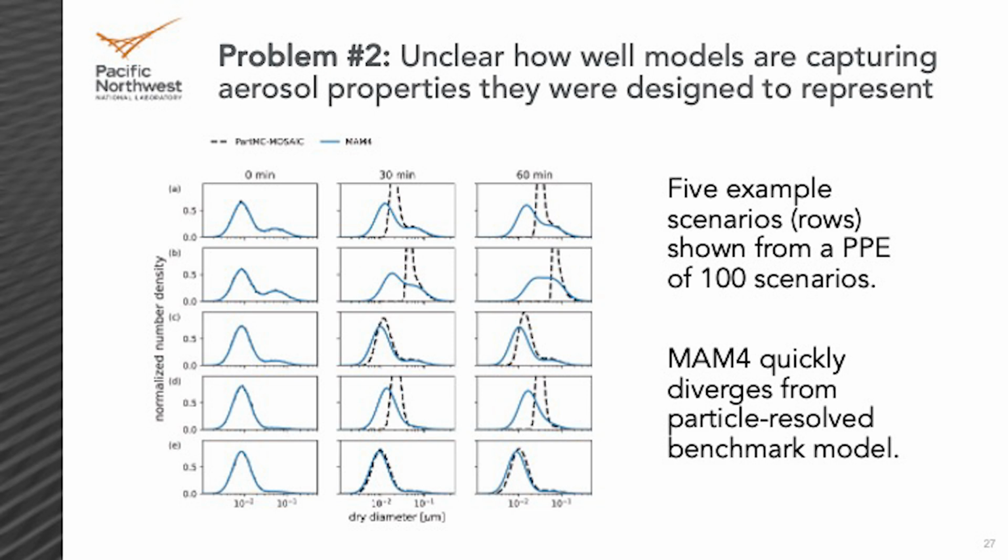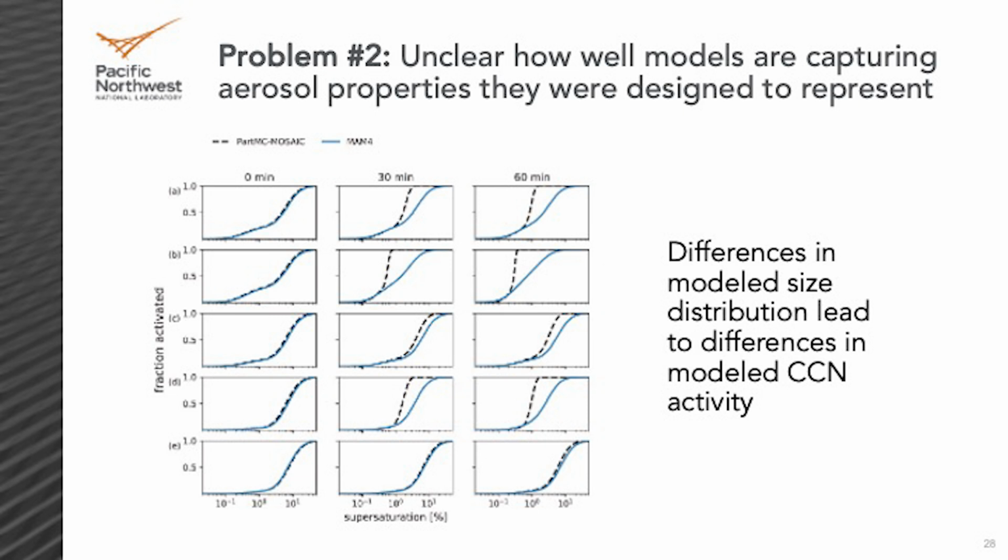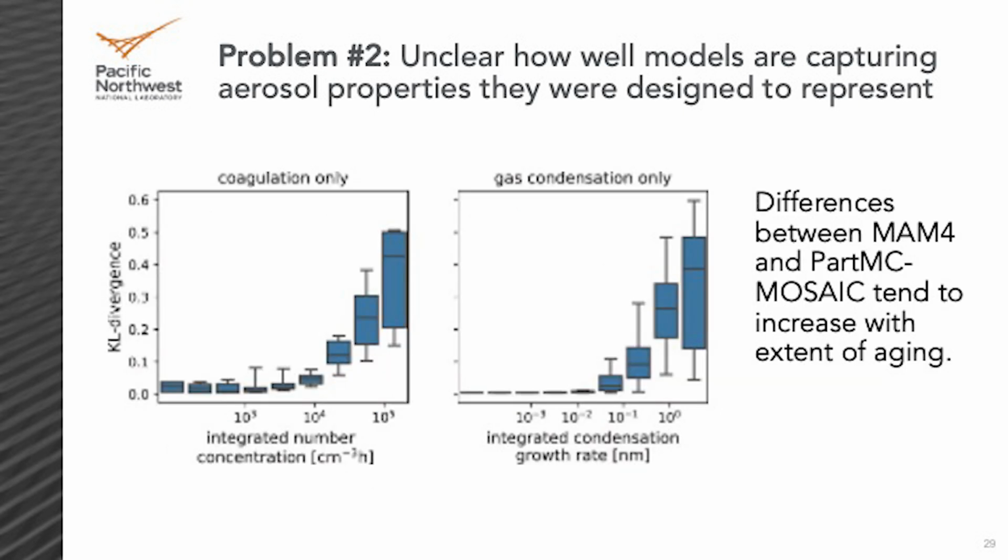But if you want to simulate the evolution of the size distribution, it seems like maybe we need to think about changing the structure of this model. And so then, of course, these changes in the size distribution correspond to differences in CCN activity. And in general, we saw across this PPE that the more aging we have, the greater the divergence.